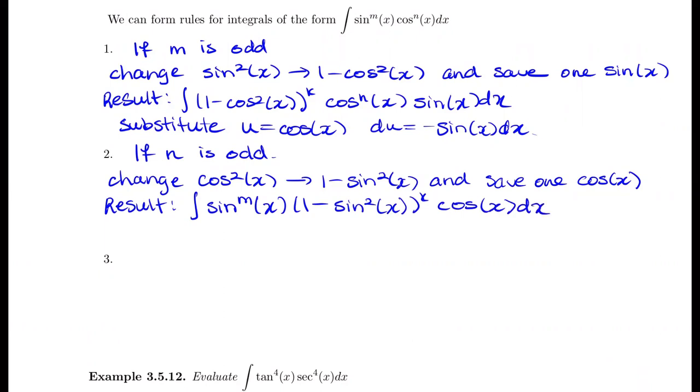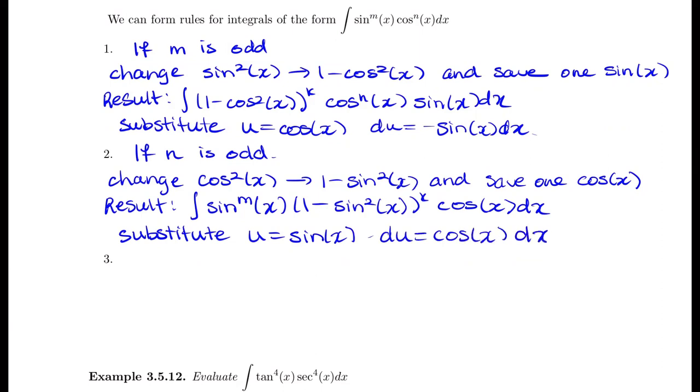Okay, so now the thing that we substitute now is we're going to substitute for sine this time. So we're going to substitute u is equal to sine of x. So that means du is just going to be cos of x dx. So that's the third rule.